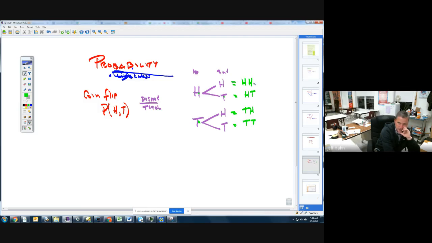So you have 1, 2, 3, 4 total combinations. How many of them are a head and then a tail? Well, there's only one here. So your probability when you flip a coin of getting a head and a tail is 1 out of 4. Let's look at that again in super slow motion.